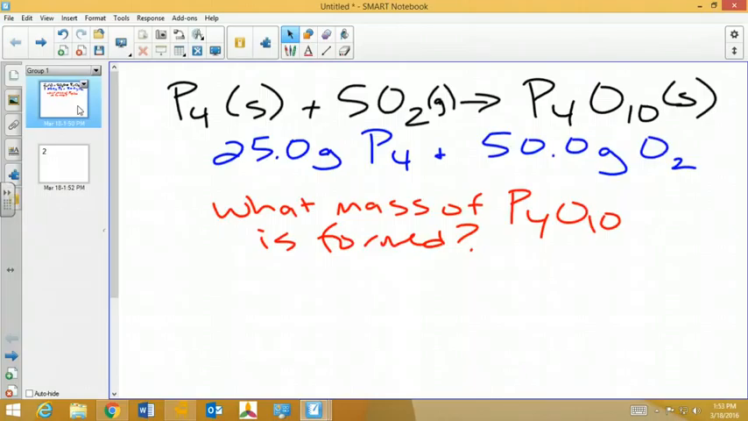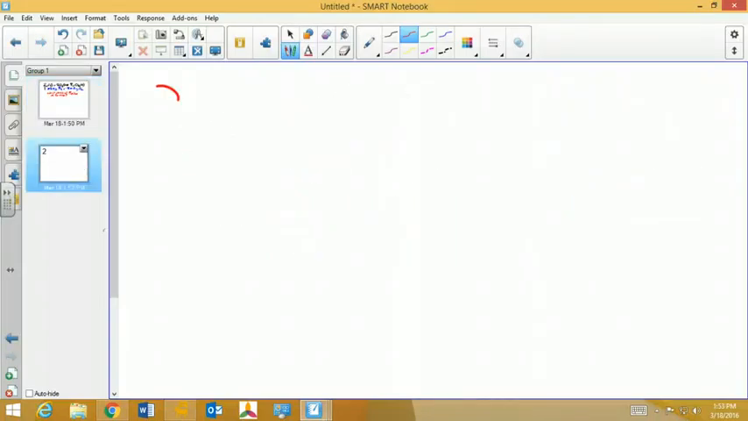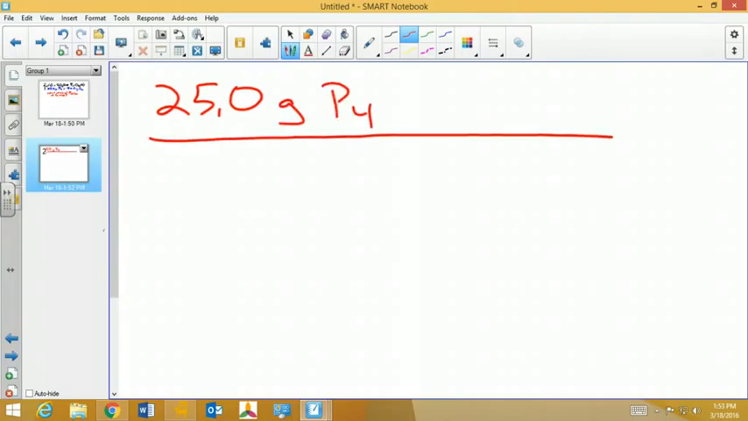In order to do that, I have to find out which of these two numbers, 25 and 50, is the limiting reactant, because if I know that, then I can use that number to find how much P4O10 is produced. So we're going to first take these amounts and turn them into moles. So I'm going to take 25.0 grams of P4, and I'm going to turn it into moles.